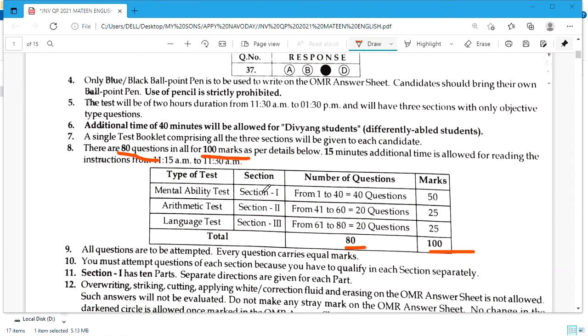For the first section, mental ability test, it includes questions 1 to 40 and it has 50 marks. For arithmetic test, section 2, from questions 41 to 60, totally 20 questions, it has 25 marks. For language test, section 3, from questions 61 to 80, total 20 questions. So this test includes 80 questions for 100 marks.